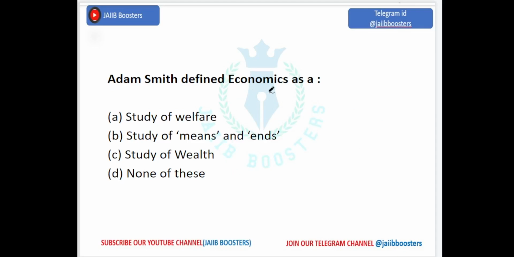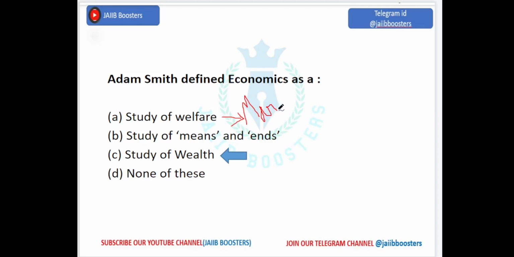Adam Smith defined economics as a study of welfare, study of means and ends, study of wealth, none of these. What does Adam Smith define? There are three authors who defined the study of welfare, study of scarcity, study of wealth. Here, Adam Smith defines study of wealth. The study of welfare is defined by, I will write here, just remember, it's Marshall.